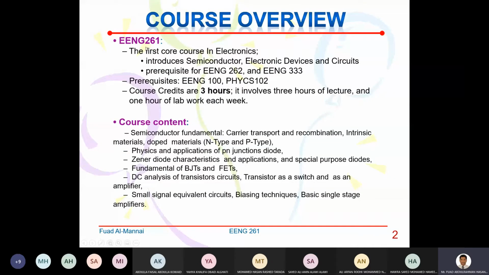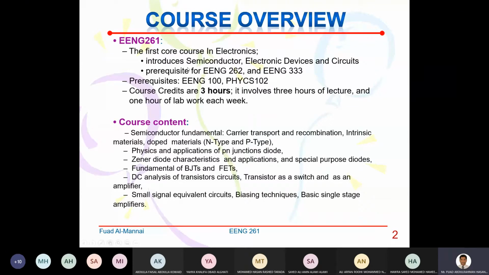So this is the course overview, EENG261. This is the first course in electronics, and I know this is your first class in electronics. If you study and learn this class, all the upper classes will not be very hard. This is the foundation, guys. This is the foundation, so you have to do good. You have to study.